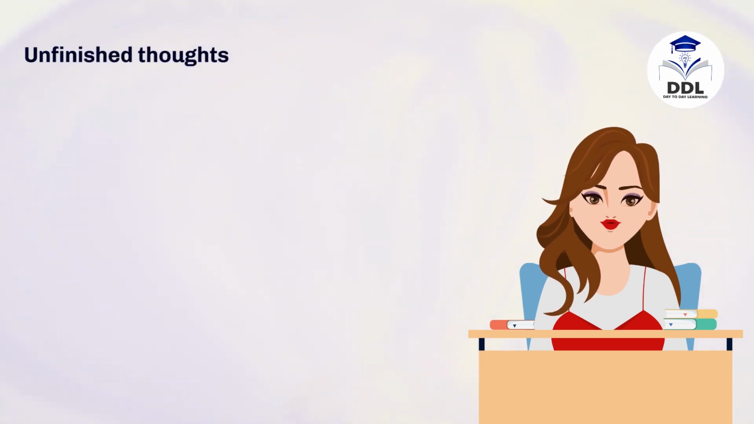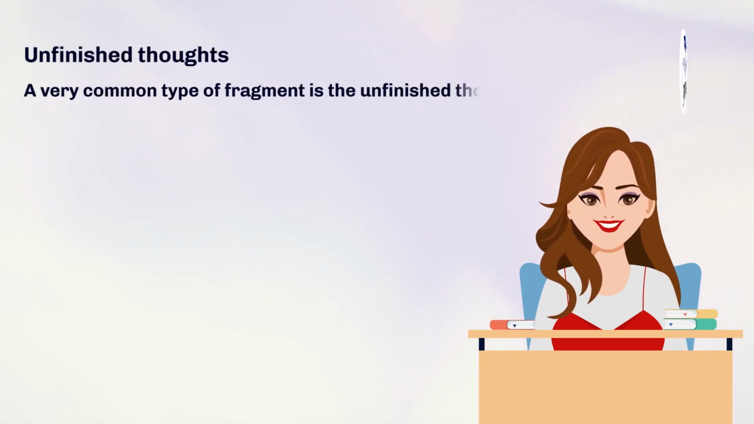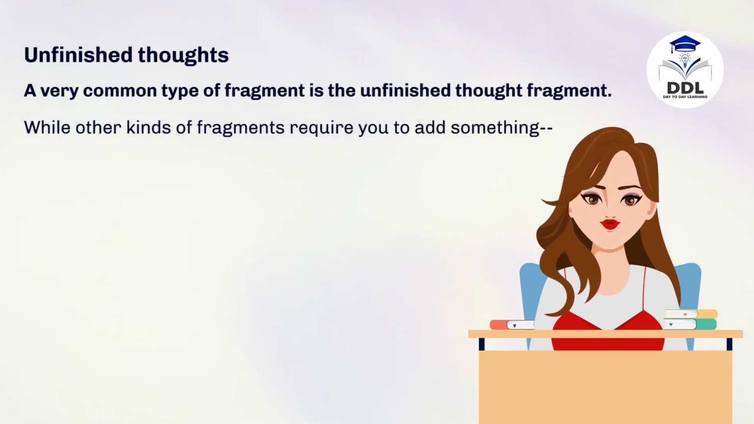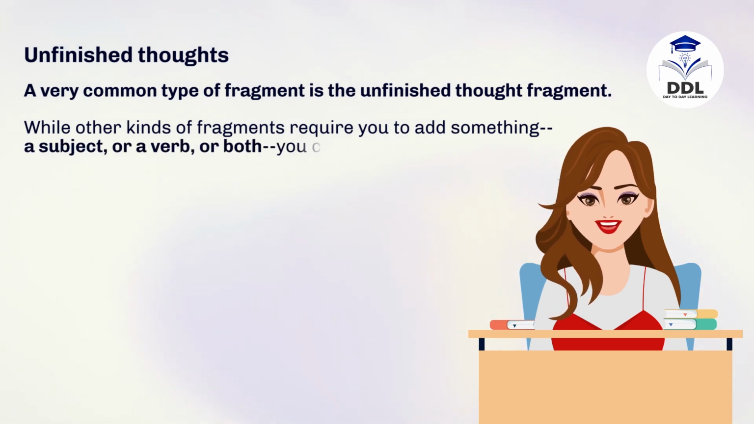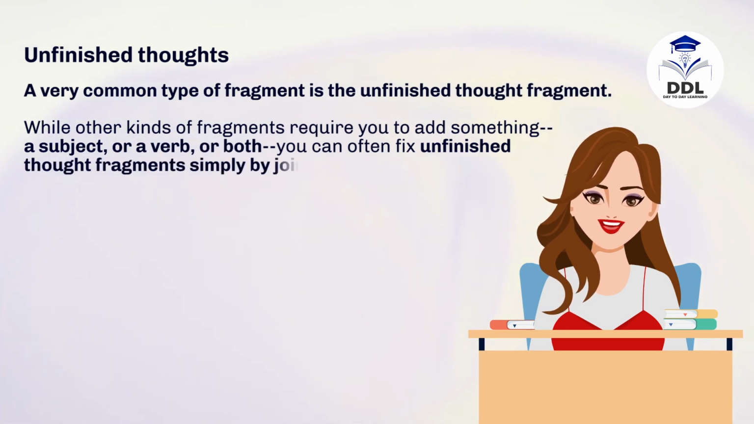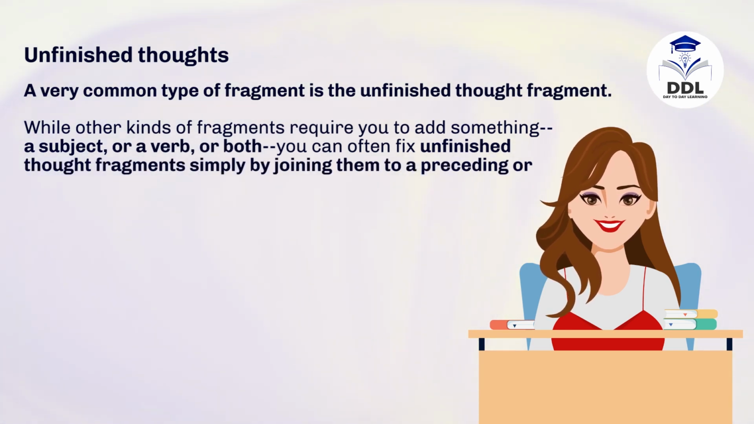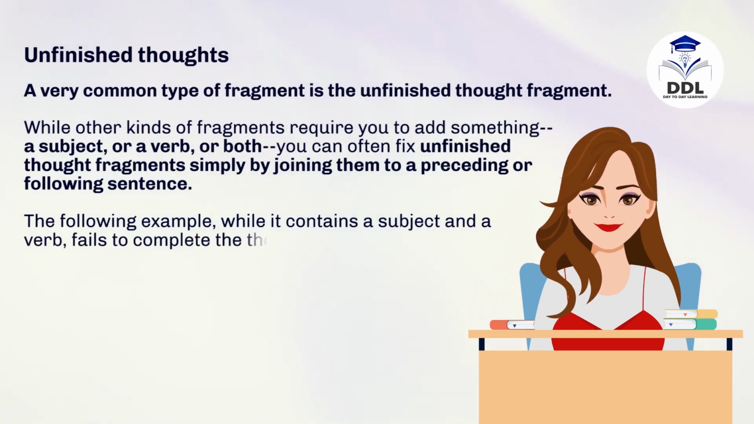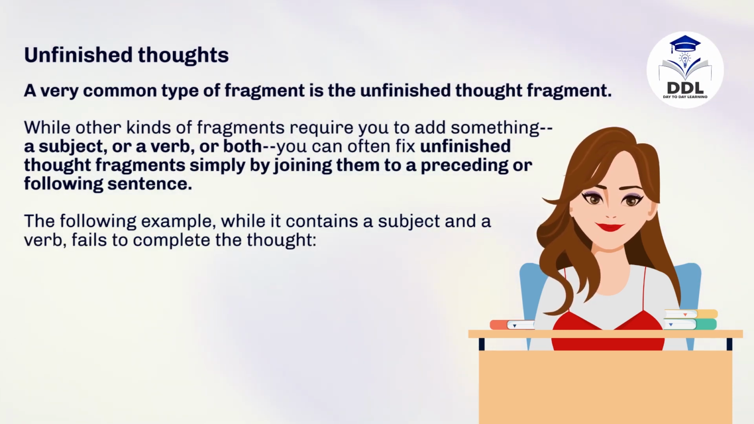Unfinished thoughts. A very common type of fragment is the unfinished thought fragment. While other kinds of fragments require you to add something, a subject or a verb or both, you can often fix unfinished thought fragments simply by joining them to a preceding or following sentence. The following example, while it contains a subject and a verb, fails to complete the thought.